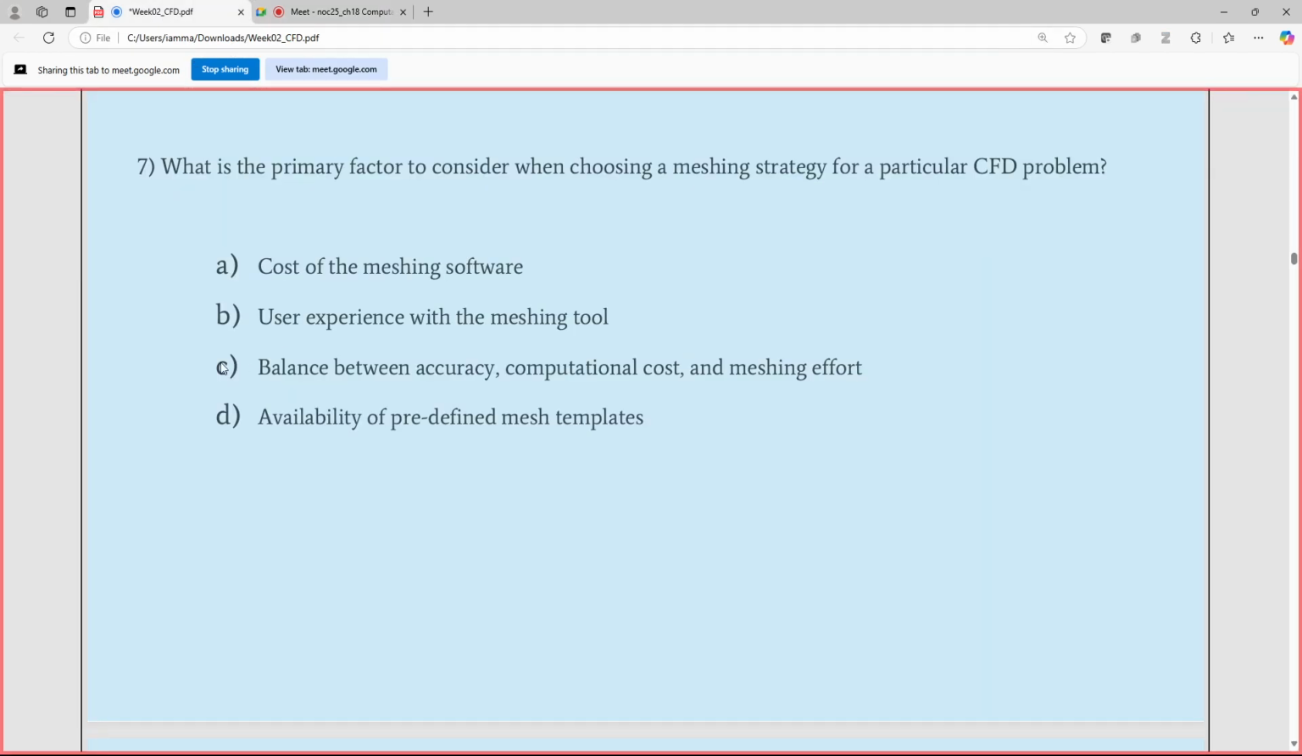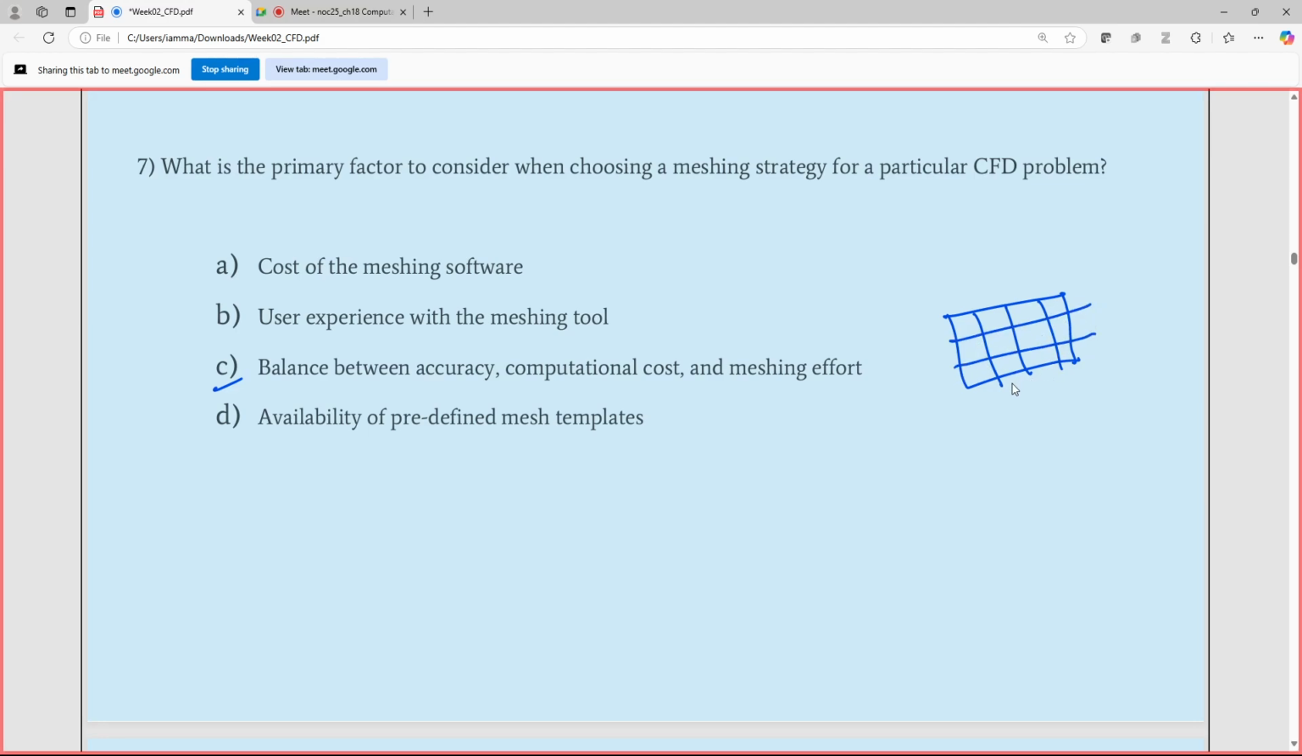Here our answer is option C, that is balance between accuracy, computational cost, and meshing effort. So discretizing and meshing are two different things. Discretization is about the equation and subdividing our governing equation, whereas meshing is dividing the geometrical domain. So suppose we have a domain, then how are we dividing it.